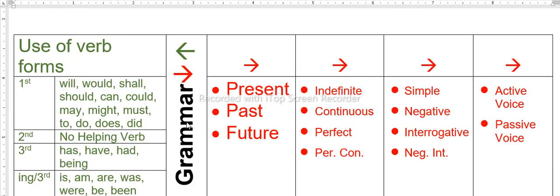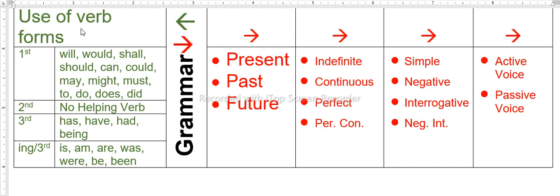So grammar is the proper use of verb form. Grammar is mainly the proper use of verb form. And if by studying grammar you have not learned the proper use of verb form, believe me, you have learned nothing. Maybe you have learned the present, past, and future, present indefinite, present continuous, present perfect, perfect continuous, simple, negative, interrogative, active, passive, direct into indirect. All these things that you have learned, different types of sentences, many things that you know. But if you have not learned the proper use of verb form, you haven't learned anything about grammar.